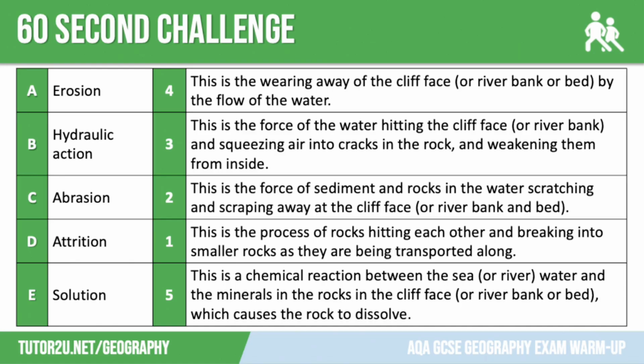Abrasion is the force of the sediment and rocks in the water scratching and scraping away at the cliff face or the river bank or bed. Attrition is a process of rocks hitting each other and breaking into smaller rocks as they're being transported along. And solution is a chemical reaction between the sea or river water and the minerals in the rock in the cliff face or the river bank or bed, which causes the rocks to dissolve. So if you got all 5 correct, well done.